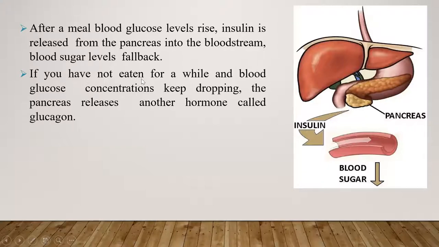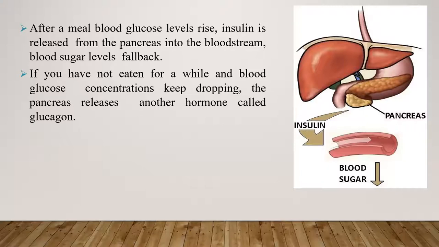If we have not eaten for a while and blood glucose concentrations keep dropping, the pancreas releases another hormone called glucagon. Now see, sometimes what happens, when we are traveling or when we are fasting, we are not having food for a longer time. It happens mostly during traveling time. I am traveling too much. So during traveling, we won't get sufficient food. So that time we'll be fasting, right?